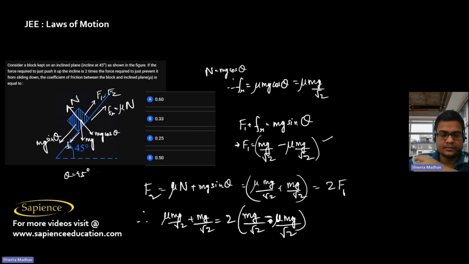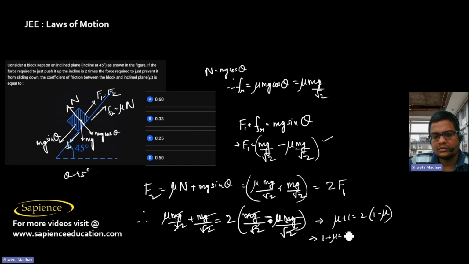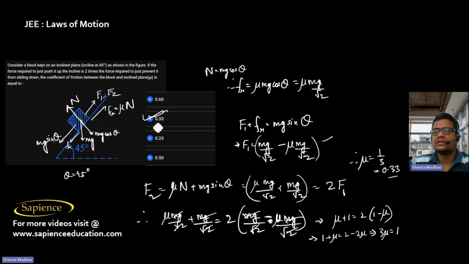So from here we have to find out the value of mu. So mg by root 2 I can take as common and cancel. Then we will get mu plus 1 is equal to 2 into 1 minus mu. So therefore 1 plus mu is equal to 2 minus 2 mu. So therefore 3 mu is equal to 2 minus 1, that is 1. So mu will be equal to 1 by 3, approximately 0.33. So option B is the correct answer.